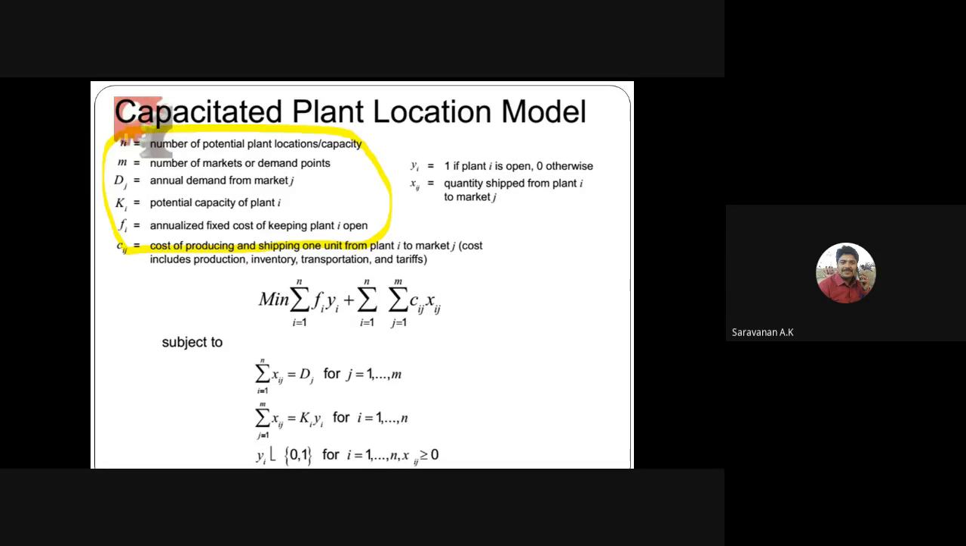Annualized fixed cost. Here we have two types of costs: one is the fixed cost and the other is the variable cost. The fixed cost will not create much impact, because it is fixed. But the variable cost will have more impact on the capacity allocation.